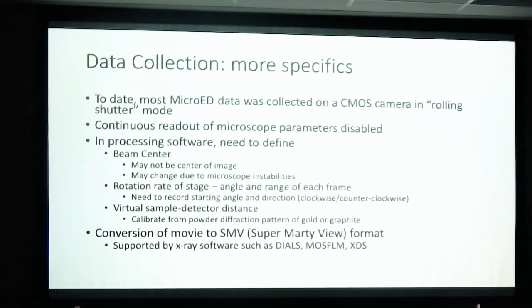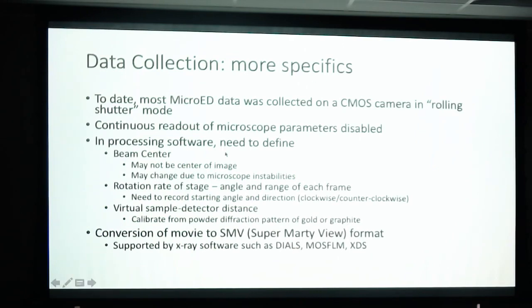So most data that has been collected so far has been collected on a CMOS camera in so-called rolling shutter mode. The CMOS cameras are the newer generation of cameras that are a lot faster than the old CCD cameras. They often have this mode where you are live viewing. Instead of shuttering the camera, it's continually rolling over and collecting, so you can collect a movie of images. In that case, the continuous readout of the parameters is disabled, and things are just set up to continually collect.